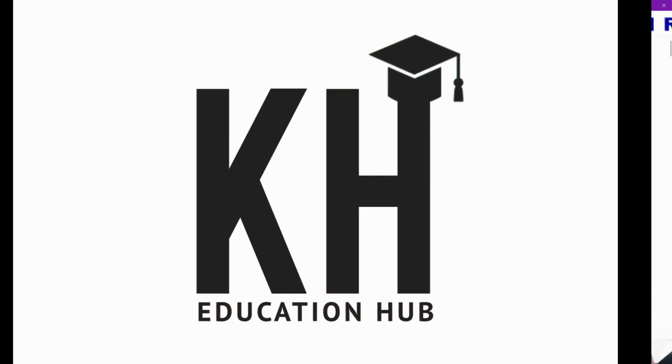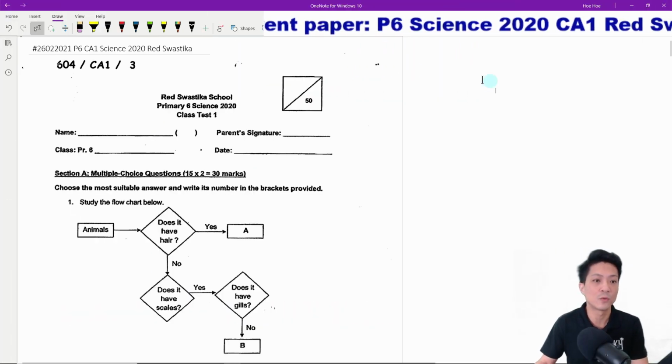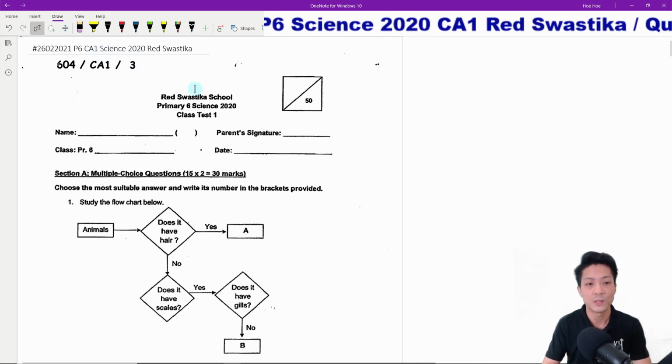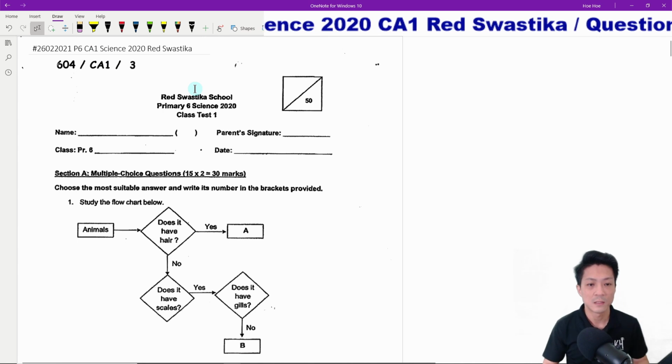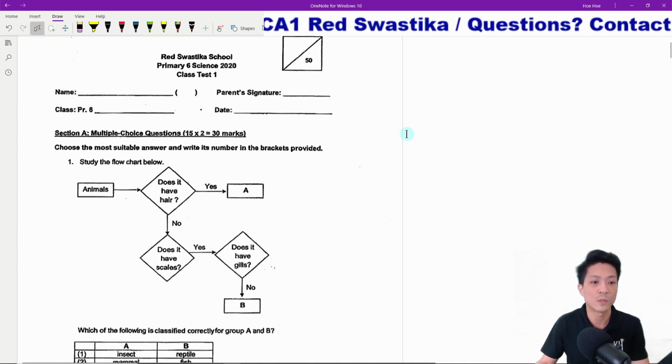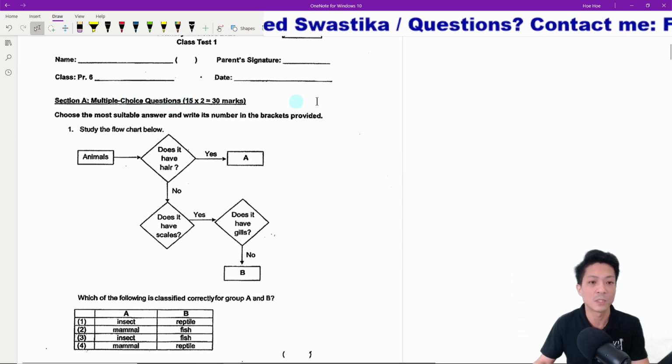My name is Mr. Lim KH and today I'll be going through a P6 CA1 science paper from the 2020 Red Swastika. Okay, so the first part that we are going through will be section A, multiple choice questions. There are 15 of them.